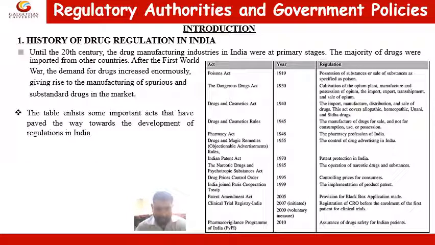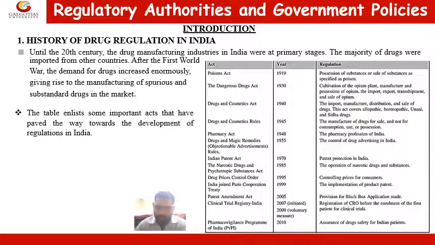Next is the Drug Price Control Order. The primary aim of this order is to control drug prices in the country. It was passed by the Government of India in 1995, controlling the price for consumers. And India joined the Paris Cooperation Treaty, an MOU, a Memorandum of Understanding, which was signed by the government of India in 1999. It includes the import of drugs from other countries into our country.